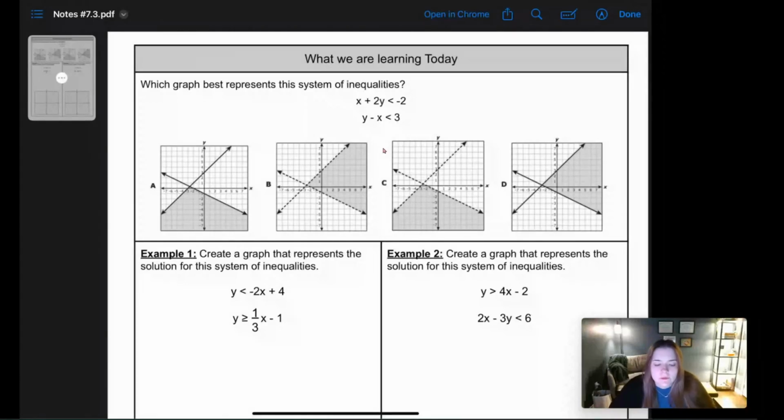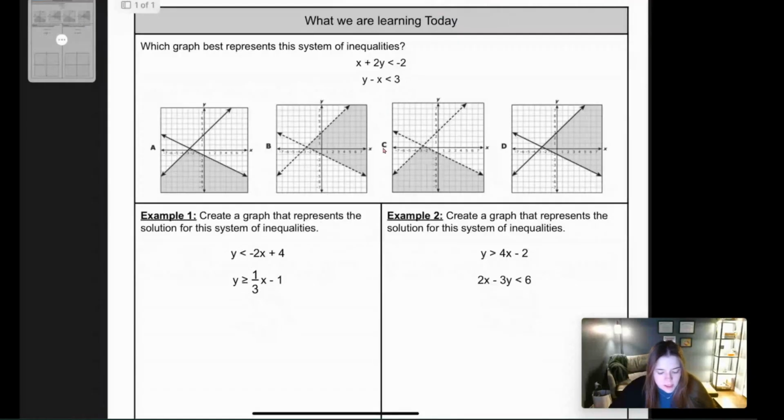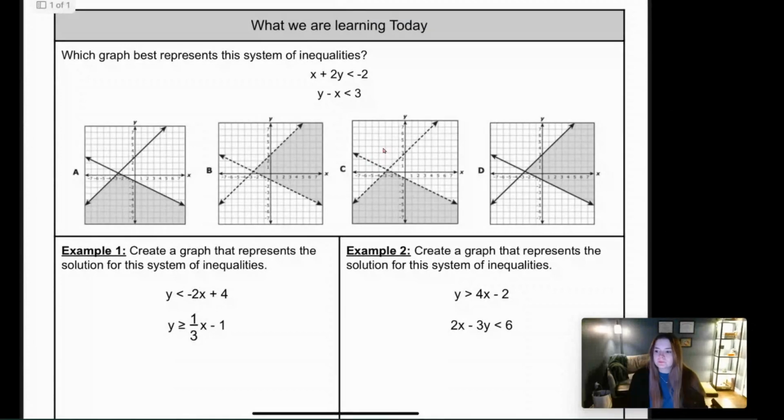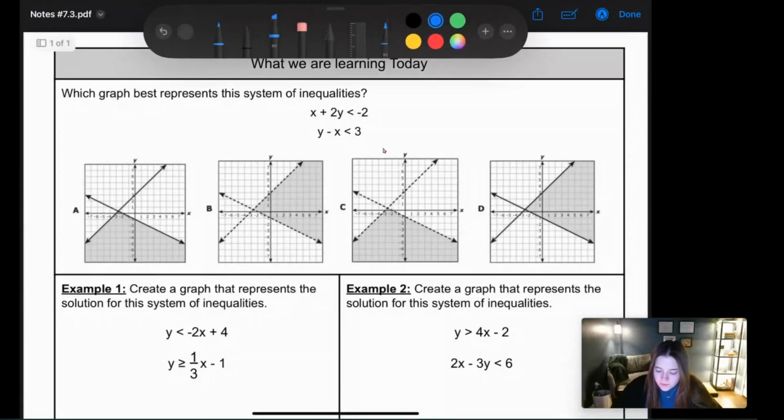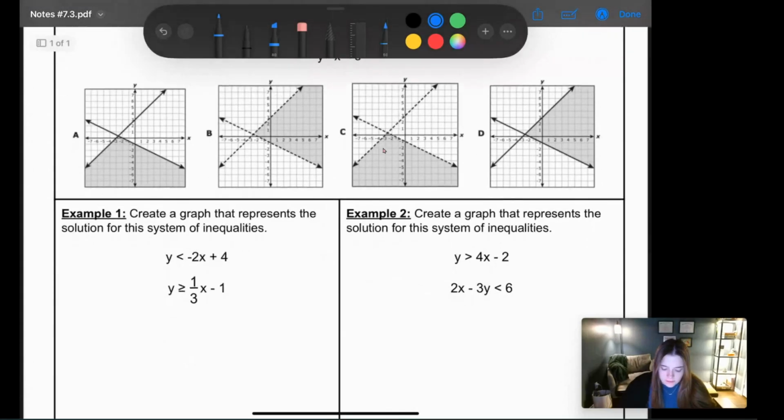All right, notes 7.3 are going to be a little bit shorter. So hopefully this one doesn't take you too much time. But we are going to do the first example together. Then you will try example 2 on your own. Okay, so let's take a look here.